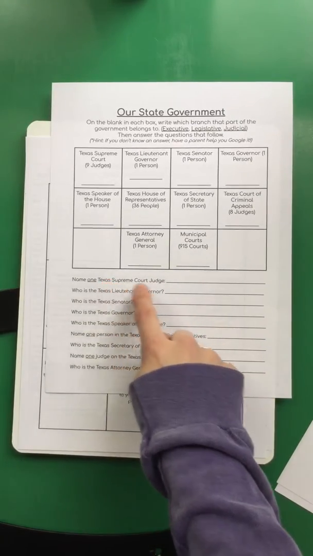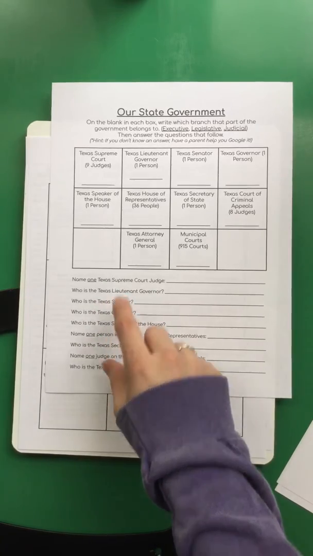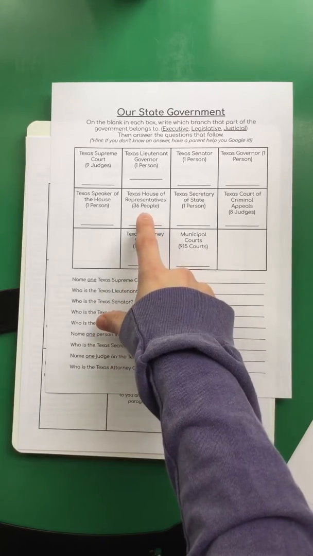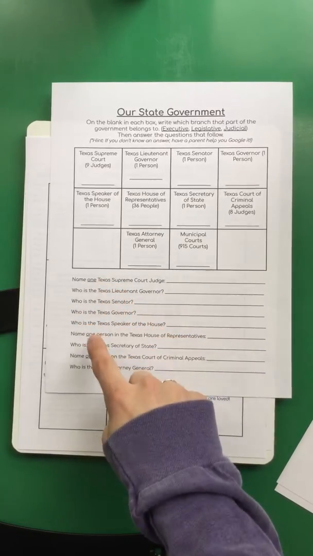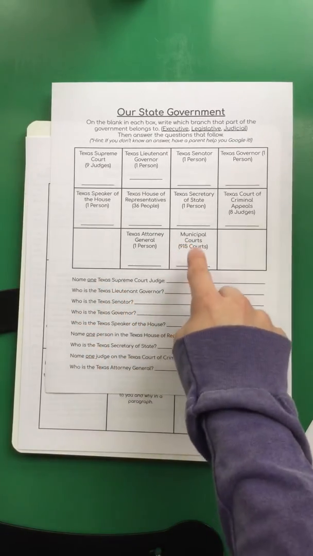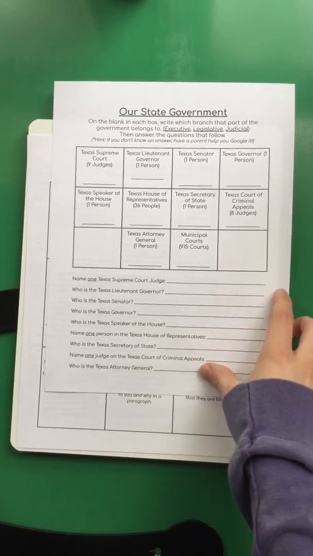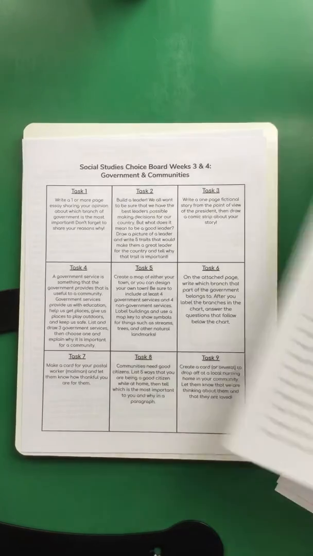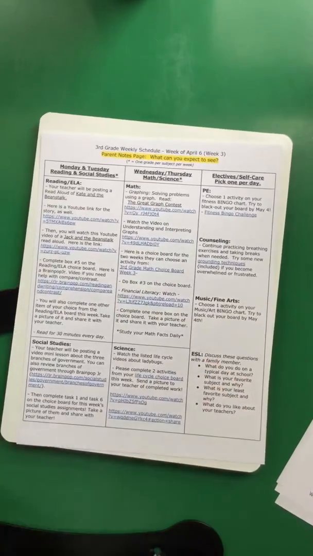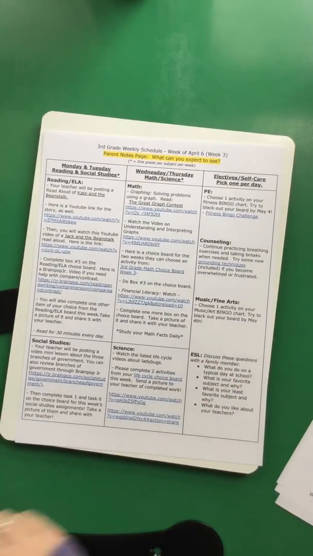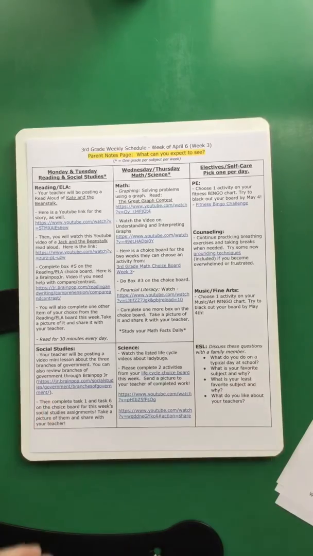So it just wants you to Google and figure out who these people are. These ones that have 36 people or 9 judges or things like that, we just said to name one, so you can name any one of those, and you won't have to do anything with this one that has 915 courts. That would be ridiculous. And let's see, so that would be it for reading and social studies. So that would be for today and tomorrow.